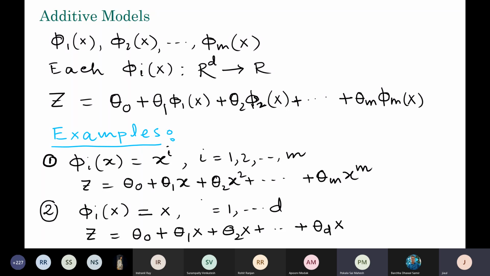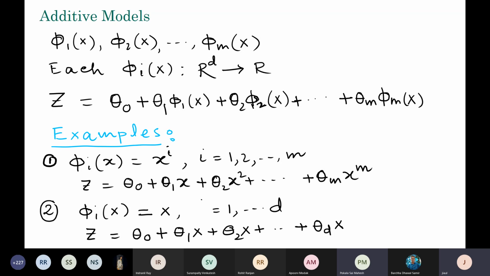Similarly, if I set phi_i(x) equal to x_i, then you are going to have the plane, the hyperplane. So theta 0 plus theta 1 x_1 up to theta d x_d, which is basically a hyperplane. And by playing with the different values of theta 0 up to theta d, you can have different kinds of hyperplanes.